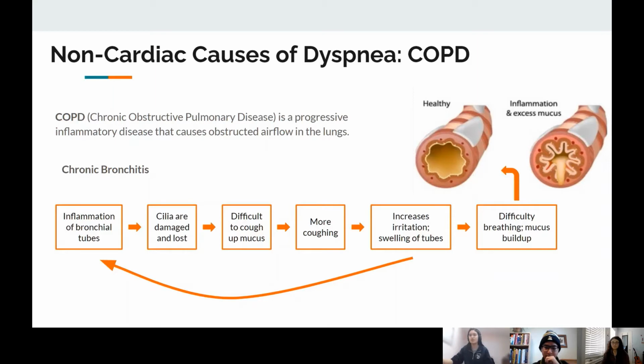And this leads to more coughing. All this coughing leads to a lot of irritation and swelling. So this is sort of a positive feedback loop. And all this swelling and buildup of mucus eventually causes some difficulty breathing.